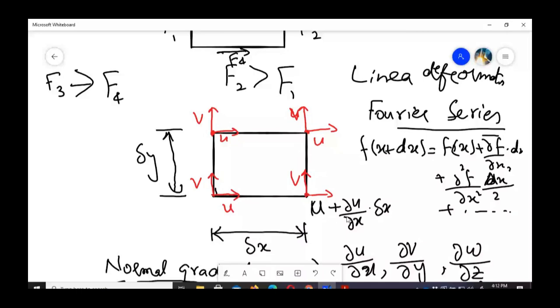If you see the Fourier series, that if we want to determine the function value in the neighborhood, we do this: f of x plus partial f by partial x into dx. Do you understand this point? Yes sir, I understood this.